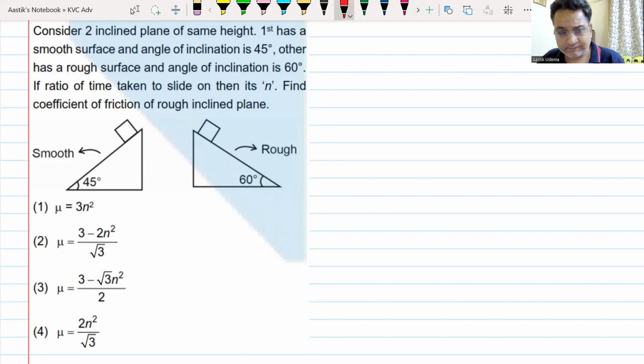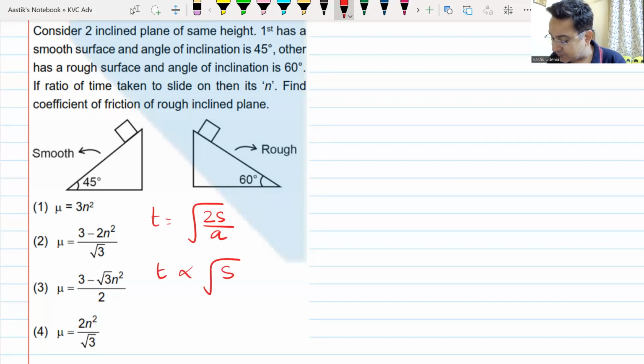Sir, I have found out the time taken by the block on the smooth surface, and I have found out the acceleration of the block on the rough surface. It is starting from rest, so s is equal to half a t square. So time is proportional to root over 2 into the displacement s divided by acceleration. Yes or no? Yes, sir.